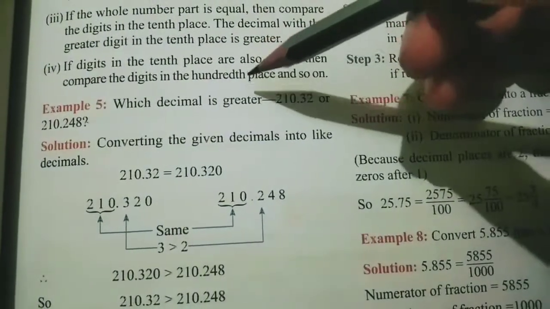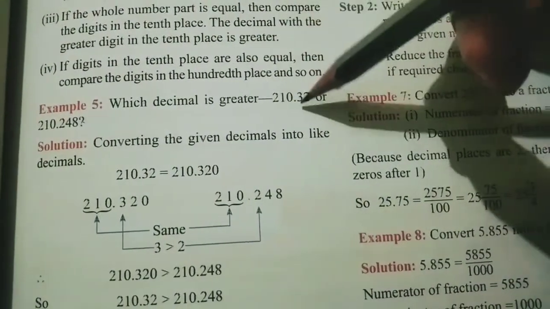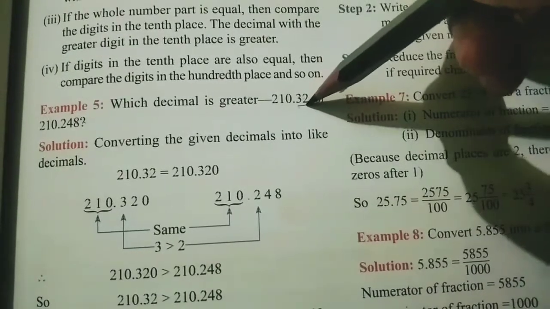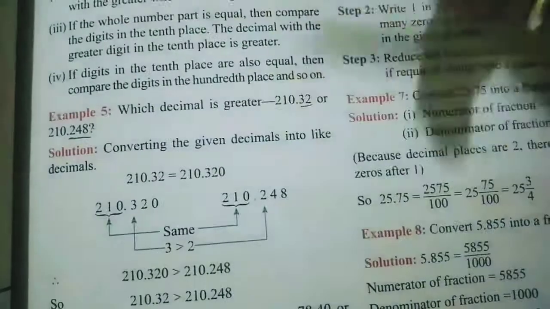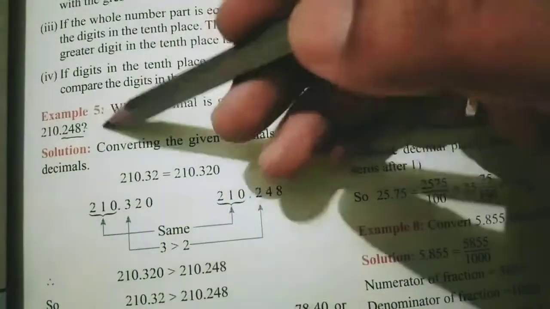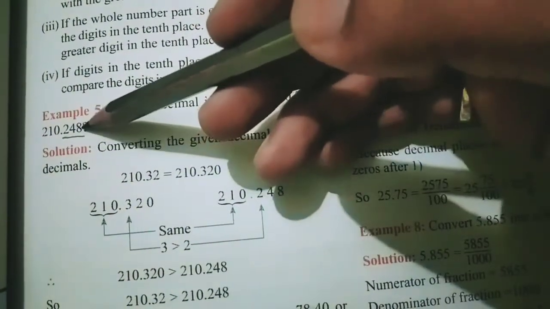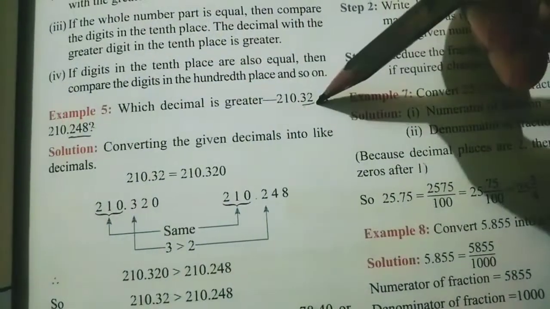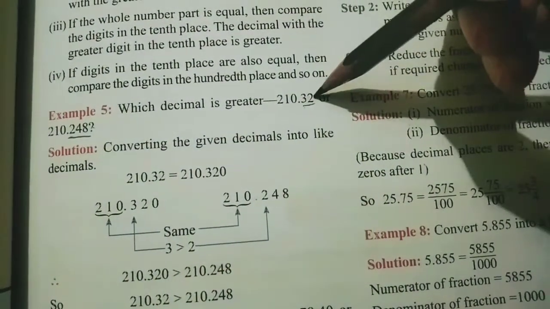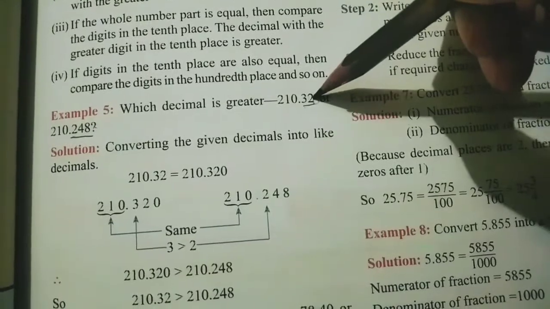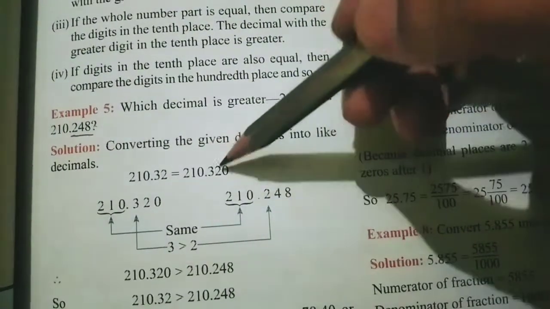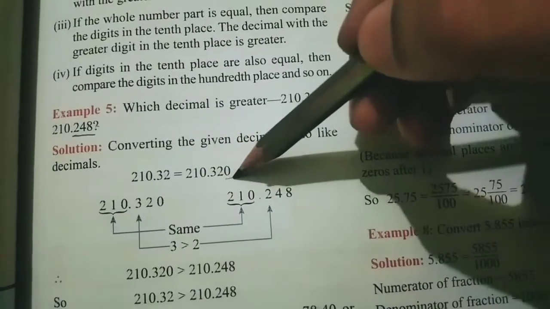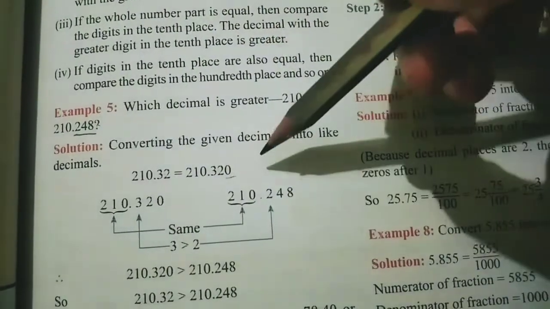So first of all, you have to make them like decimals. See here, after the decimal point only 2 digits are there, and here after the decimal point 3 digits are there. So how many digits will you make? 3 digits, because you have to see the greater number of digits. Here also you have to make 3 digits. So how will you make it? You will give one extra 0 here. Okay, see, 210.32 can be written as 210.320. Extra 0 is given here.